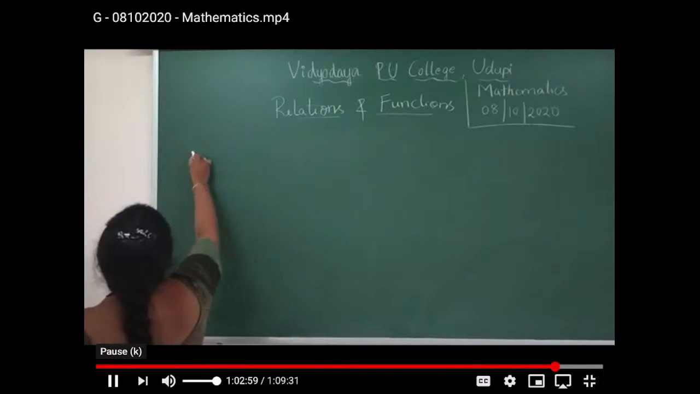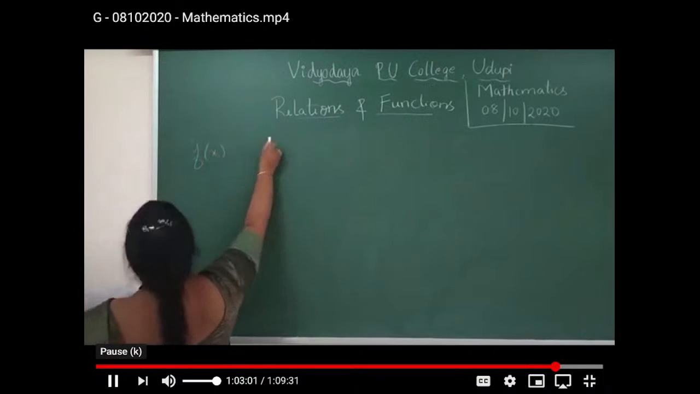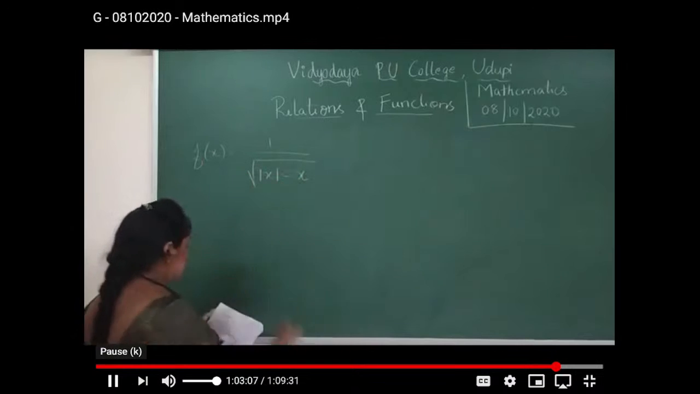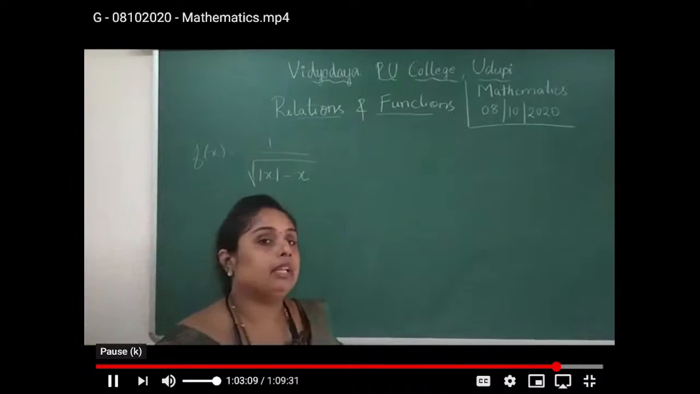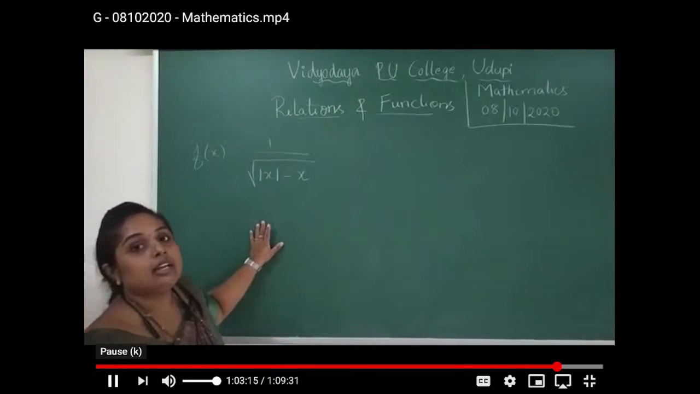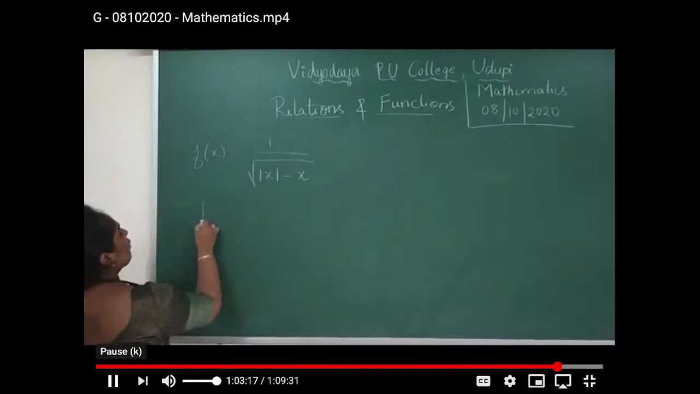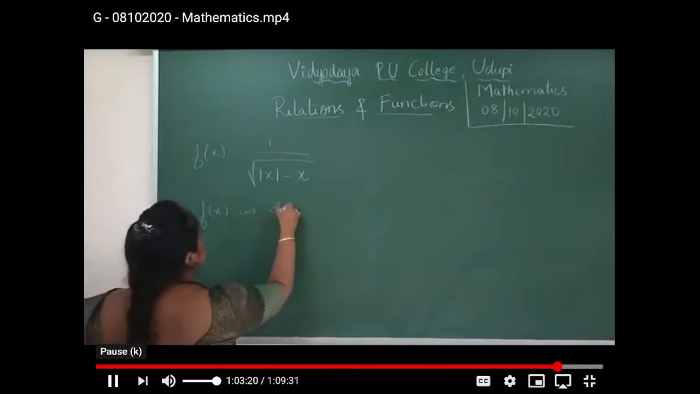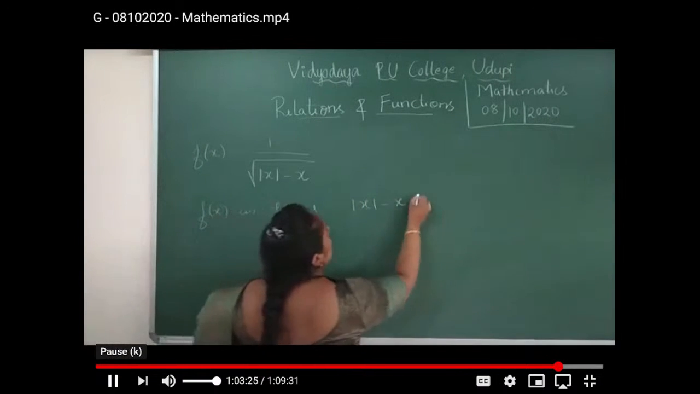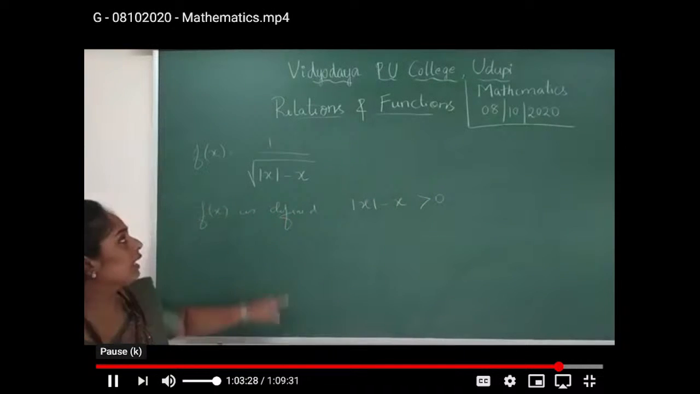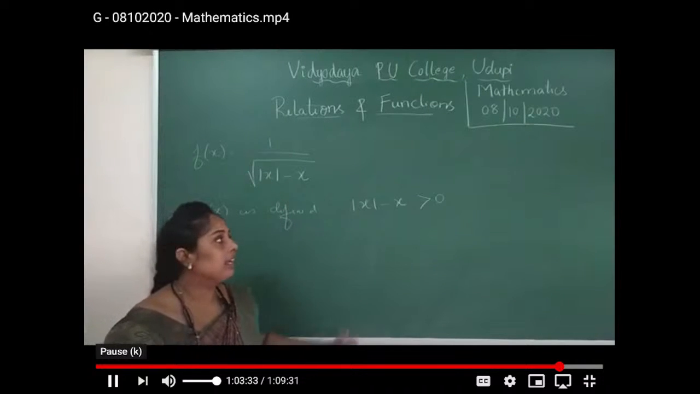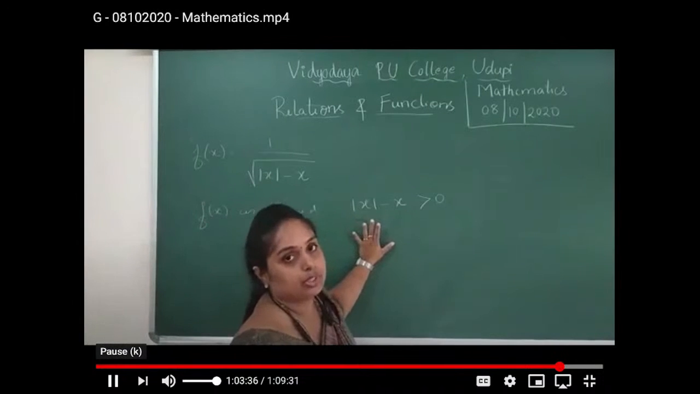Once again the problem: domain of f of x is equal to 1 divided by root of mod x minus x. The question is to find the domain. So look here, the function f of x is defined only if mod of x minus x is greater than 0. If this is greater than 0 only it is defined. If it is 0, 1 divided by 0 is not defined. Otherwise we cannot define the function, you know that.